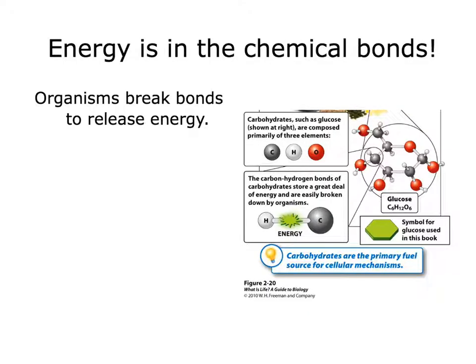With carbohydrates, the energy is in the chemical bonds, particularly the bonds between carbon and carbon molecules or carbon and hydrogen molecules. Organisms need to break these bonds to release the energy. Usually, our bodies and our cells break the bonds and convert that energy into ATP, which is a cellular battery used to get work done in the cell.